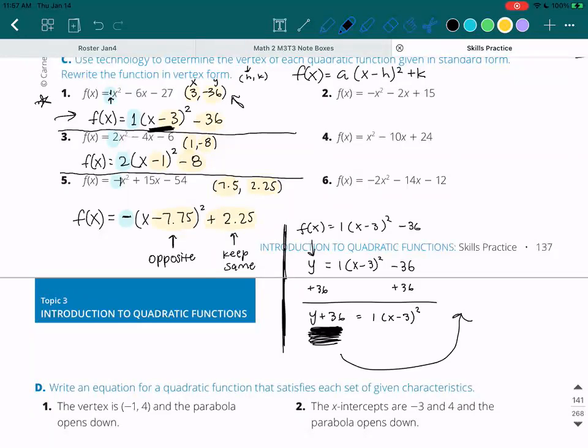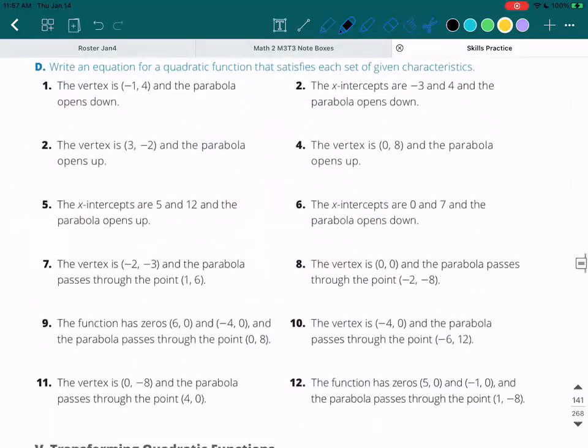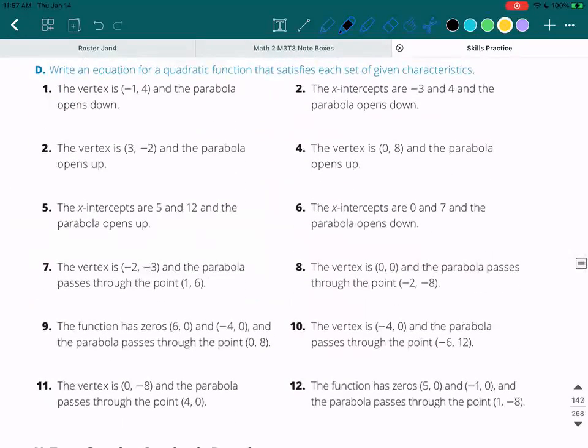So section D, I'm going to scroll down now, says write an equation for a quadratic function that satisfies each set of given characteristics. For number 1, it says the vertex is (-1, 4) and the parabola opens down. This is kind of like the first few sections that we did where we're not going to graph it anymore. We have all the information we need here. So if it tells us our vertex, we want to use vertex form.